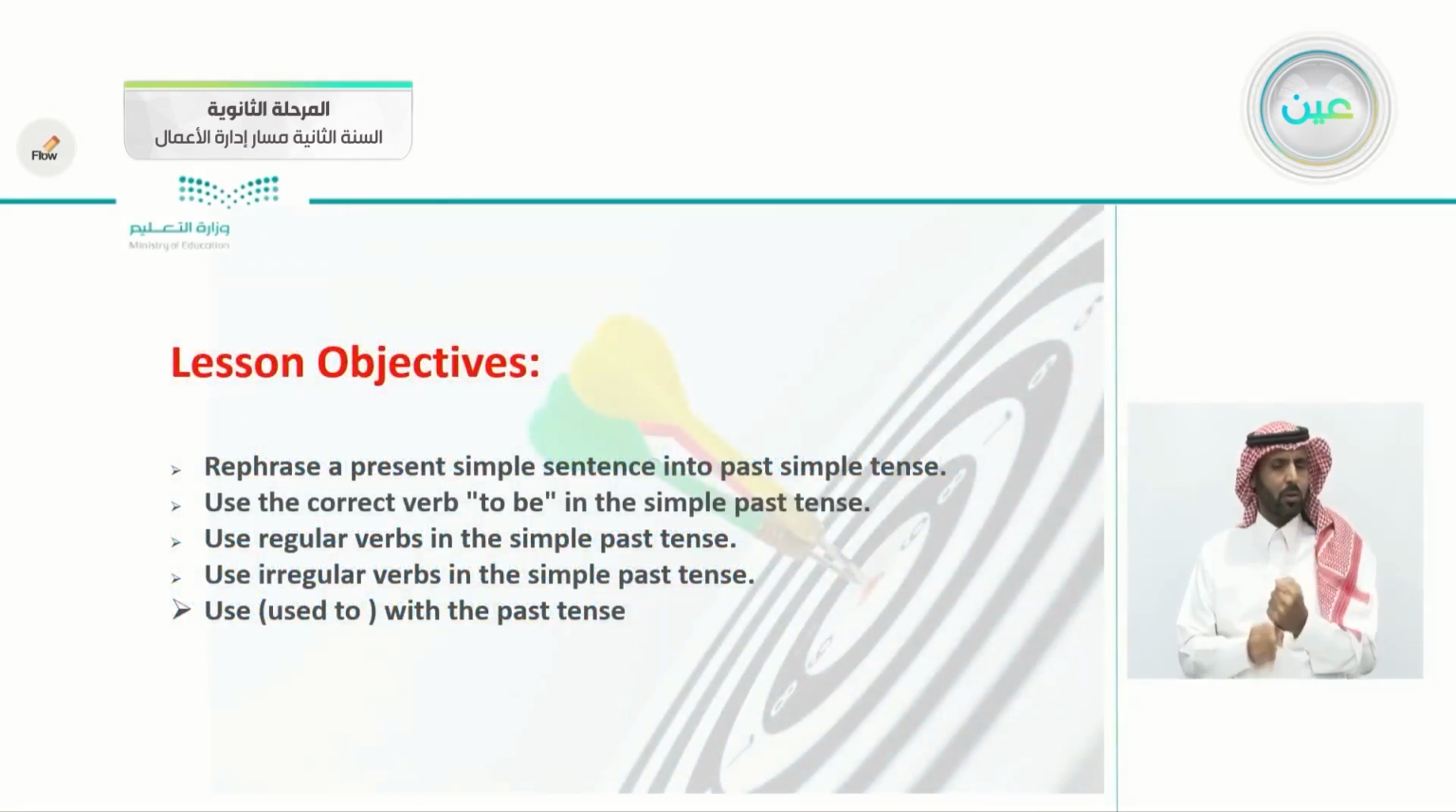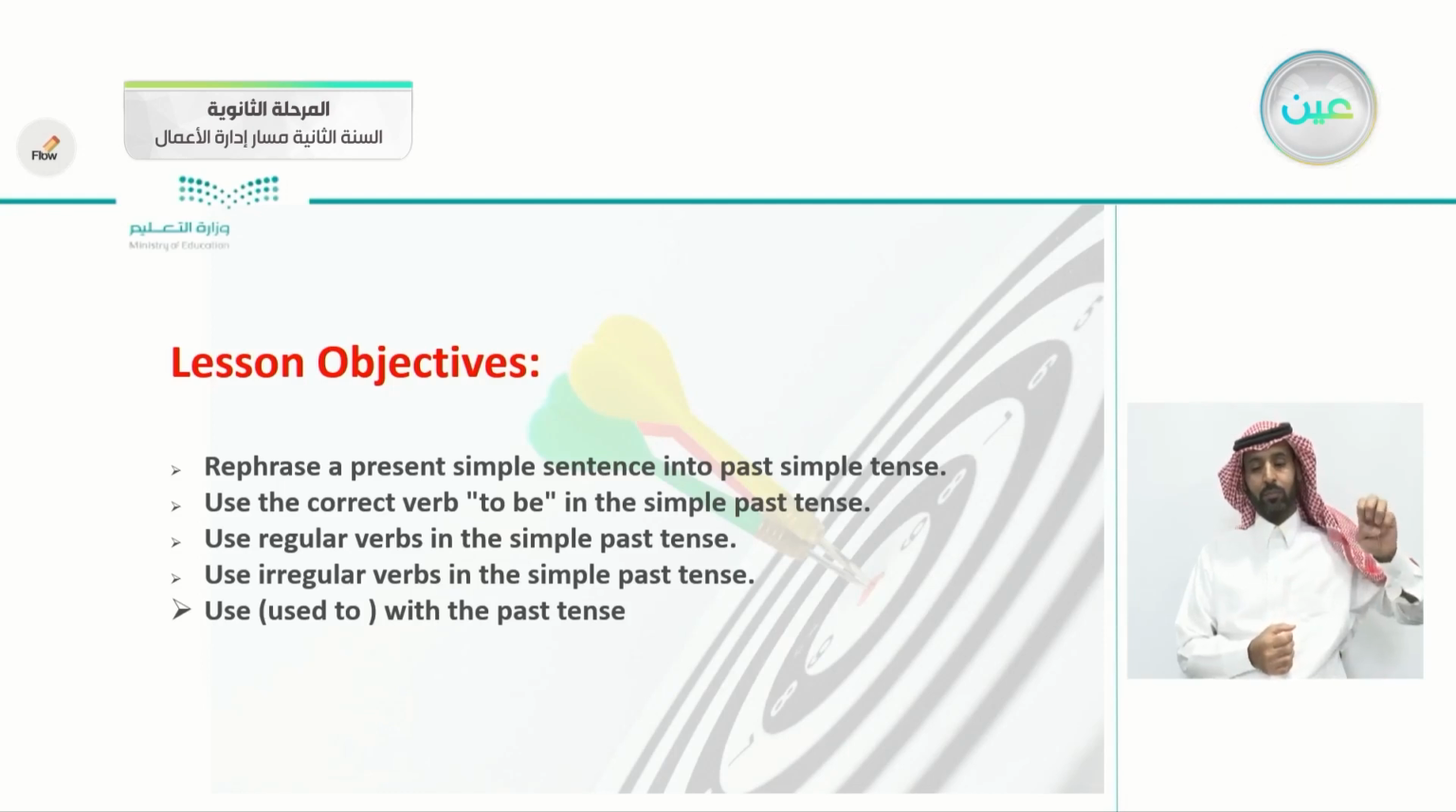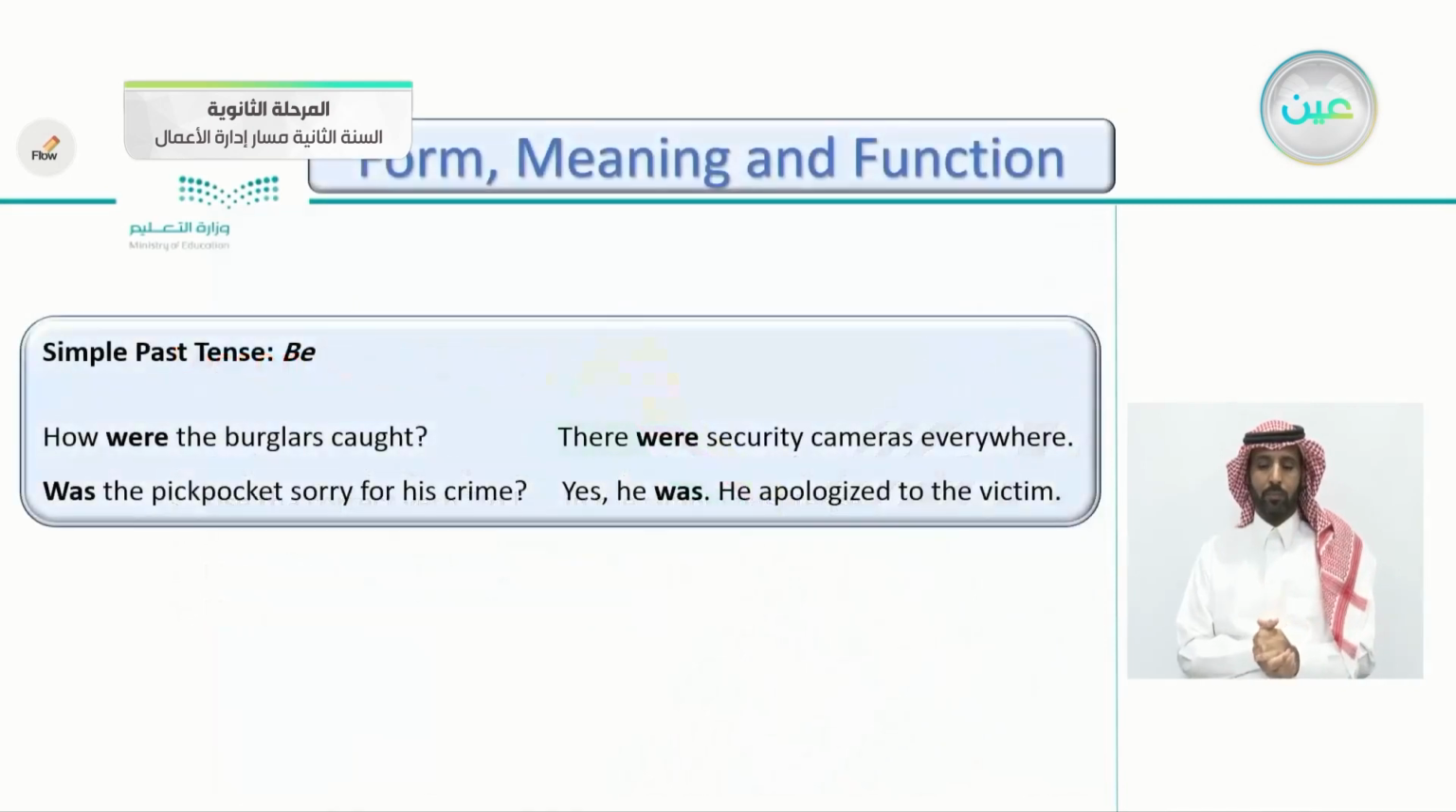So these are the objectives for today: to rephrase a present simple sentence into a past simple tense. Use the correct verb to be in the simple past tense. Use regular verbs in the simple past tense. Also use irregular verbs. Use "used to" with the past tense. So we'll be focusing on the past tense today and the "used to."